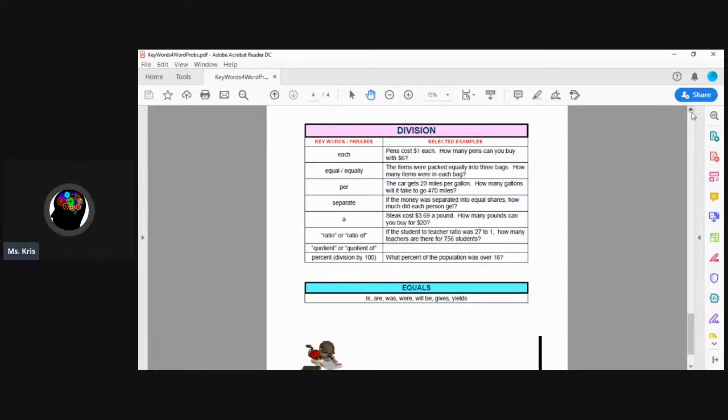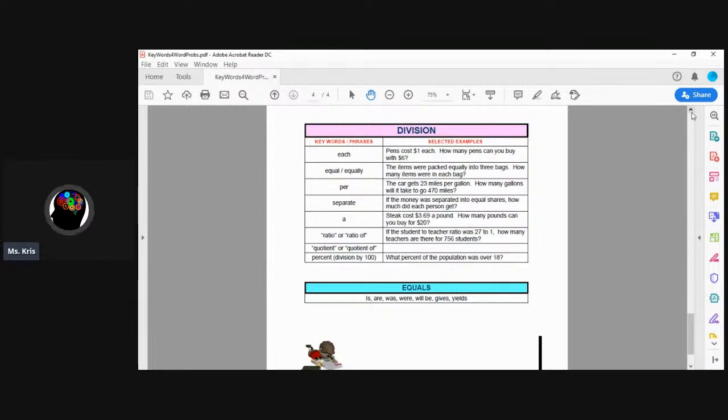Because 20 with a little left over, which would be 20.43. I'm rounding. So it'll take 20.43 gallons to give you 470 miles. And the per allows me to know that I'm going to take that 470 and evenly distribute it by the 23 of the 23 miles per gallon because I'm trying to find the gallons.